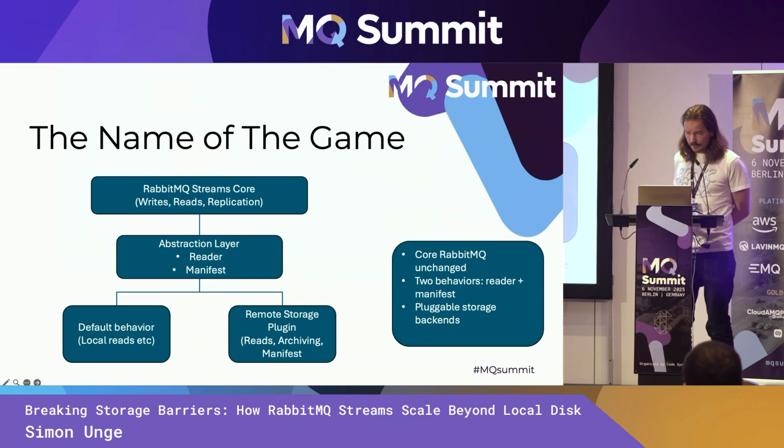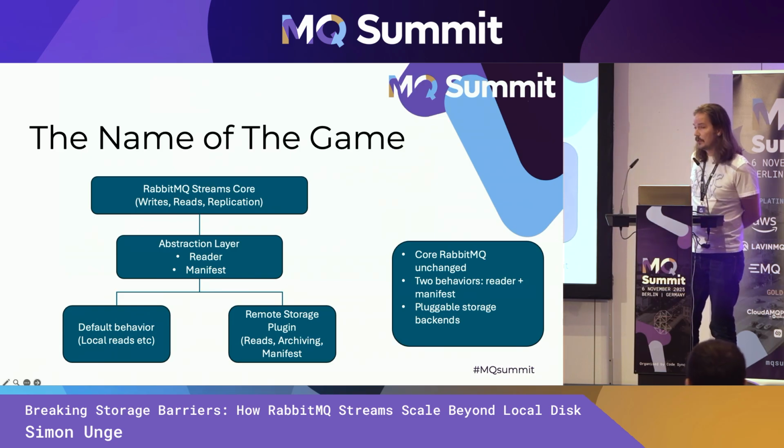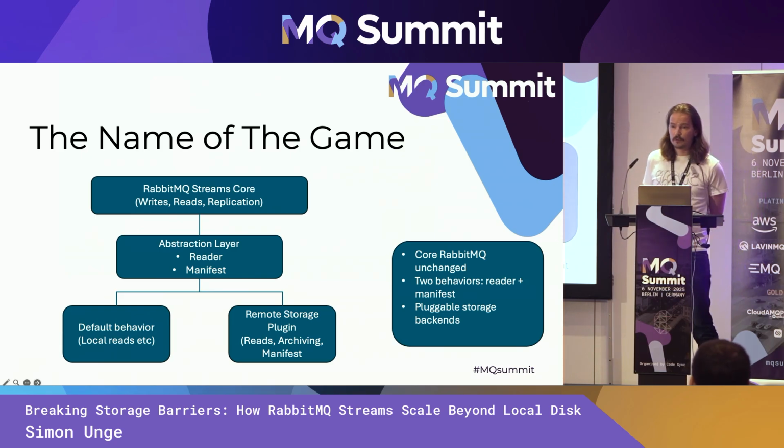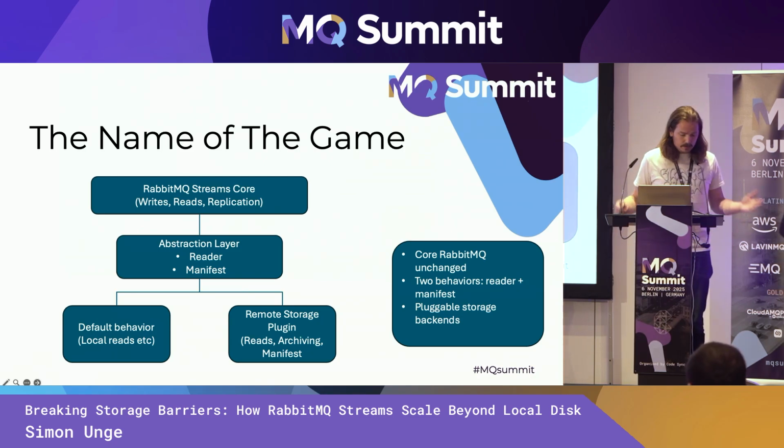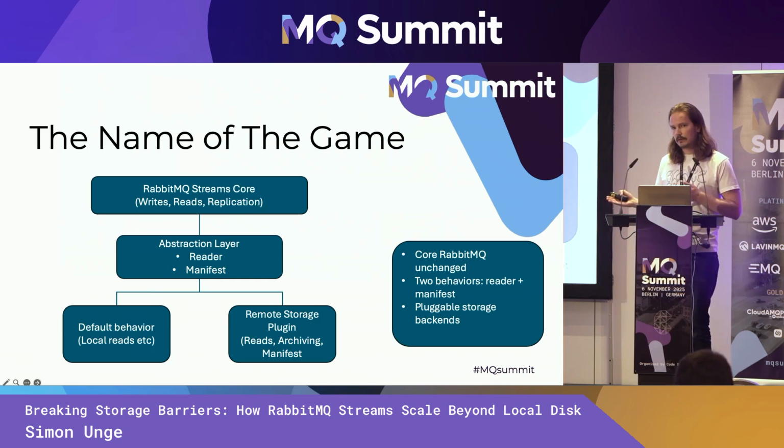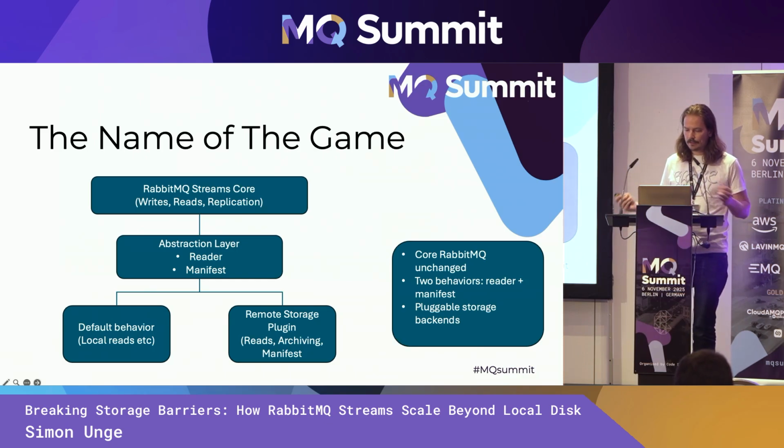We don't want to mess with the reads, or we do want to mess with reads, but we don't want to mess with the read APIs. But we do want to mess with where the reads are coming from. So we also wanted this to be pluggable, right? We want to be able to fall back to the default behavior or add something different if you want that.